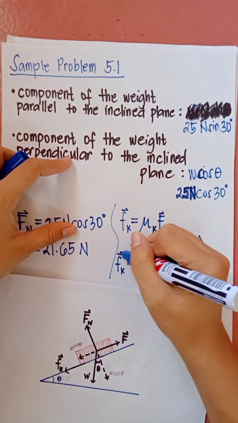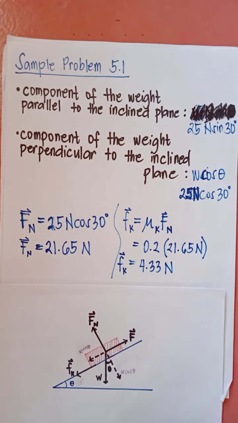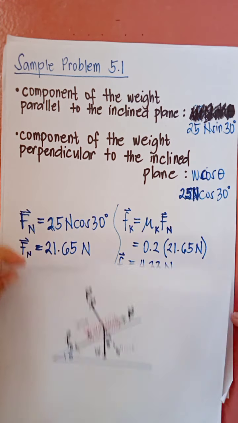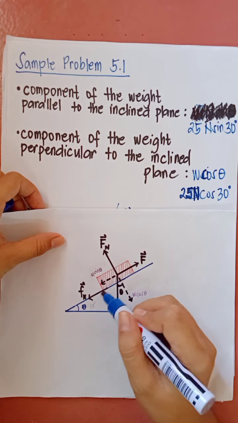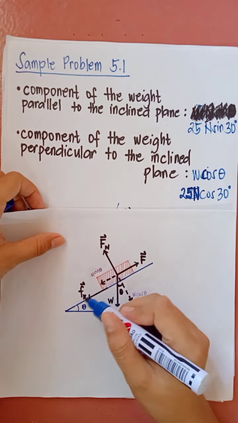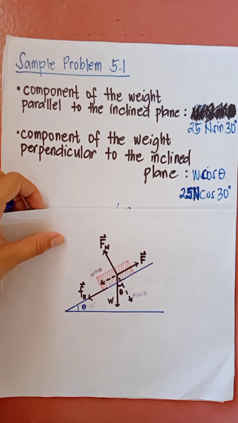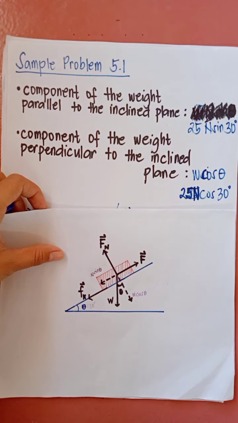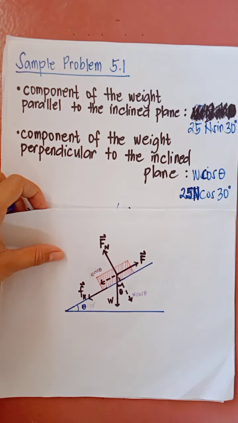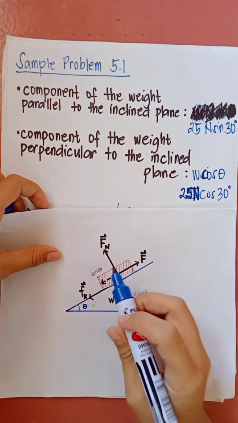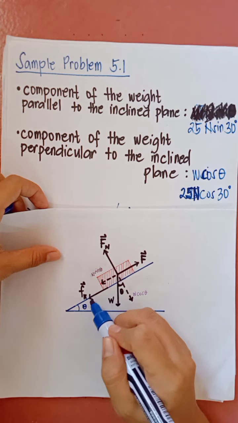Okay, so the kinetic friction is 4.33 newtons. This kinetic friction is located right here in the diagram, because that is the friction produced by the surface of the plane against the block that is being moved upward. Alright, so this line right here.